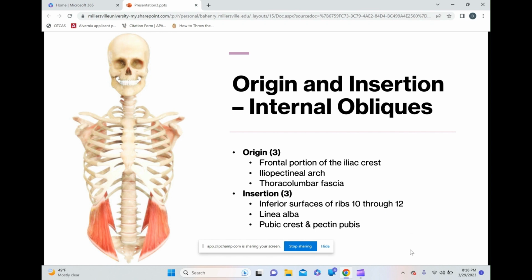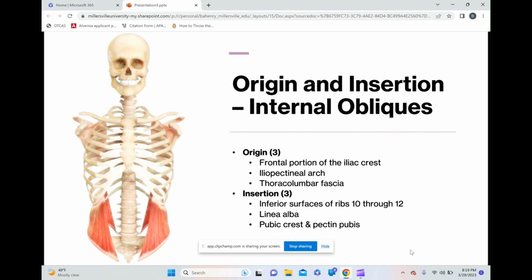There are 3 points of origin for the internal oblique muscles. The first point of origin pertaining to the internal obliques is on the anterior or frontal portion of the iliac crest, or more commonly again known as the hip bone. The second point of origin is the iliopectineal arch, a thick band of connective tissue that connects to the iliac crest. The third point of origin is the thoracolumbar fascia, which extends on the posterior side of the body. The thoracolumbar fascia is a large diamond-shaped segment of connective tissue that separates the paraspinal muscles from the posterior abdominal wall.